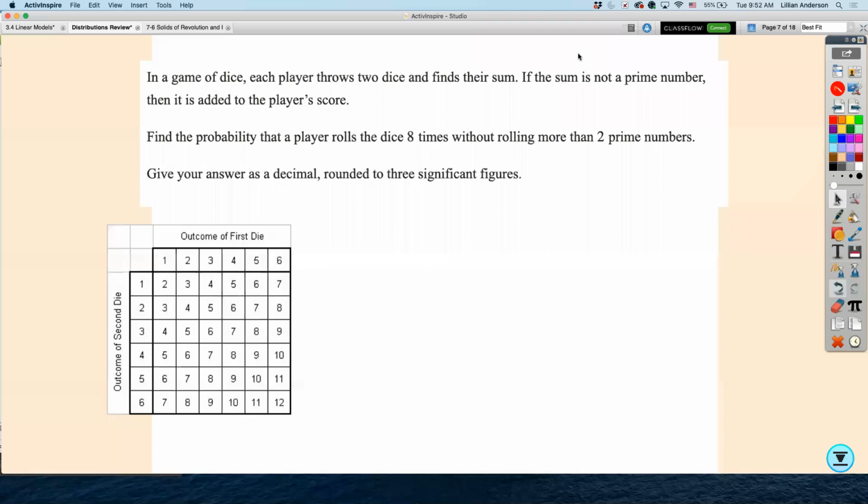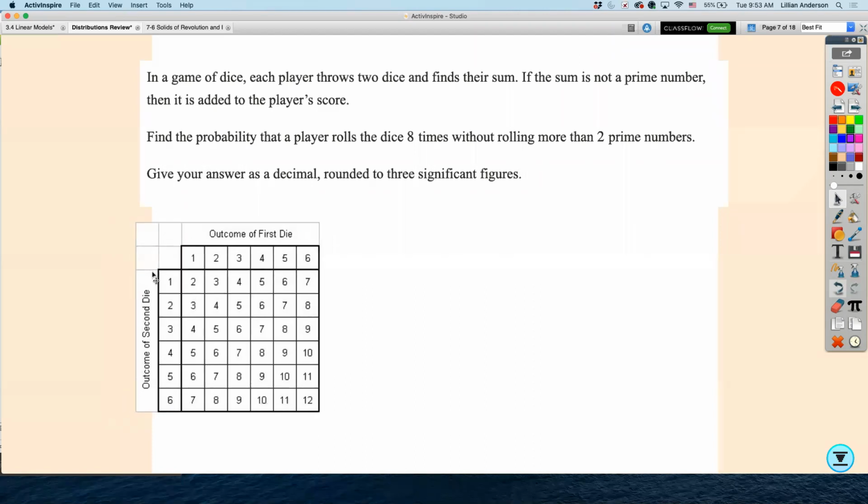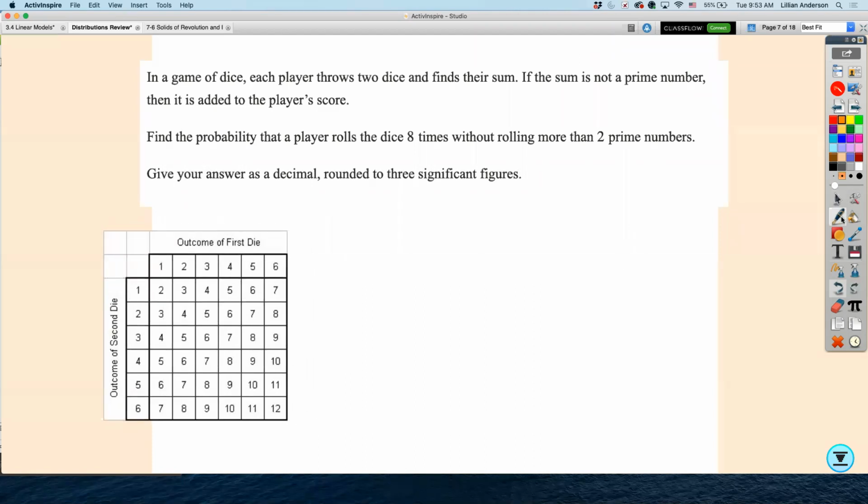All right, this is a question from your binomial distribution prep work. In a game of dice, each player throws 2 die and finds their sum. I went ahead and pulled the same sum chart from the previous page. This is rolling 1 die, this is rolling the other die, and the part in the middle represents the sum. That's an example of a sample space. If the sum is not a prime number, then it is added to the player's score.